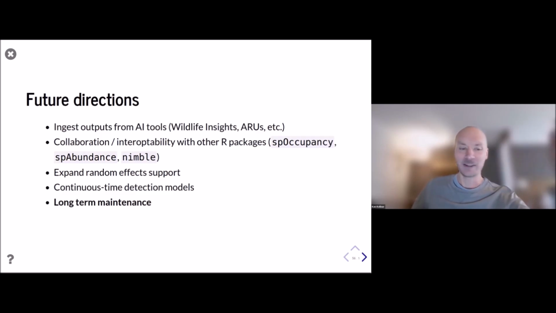I want to expand random effect support. And as far as model types, I want to do continuous time detection models, and we've started kind of working on that a little bit. And then finally, long-term maintenance is my most important goal, to make sure that Unmarked continues forward into the future.